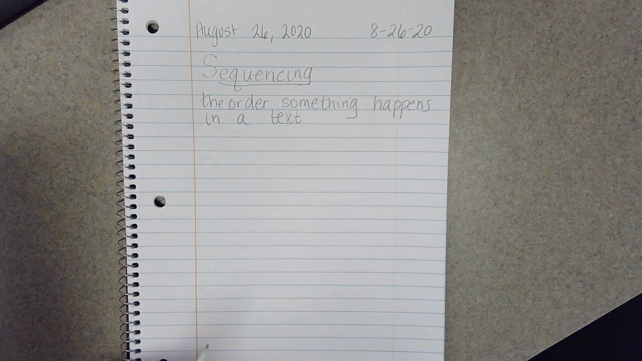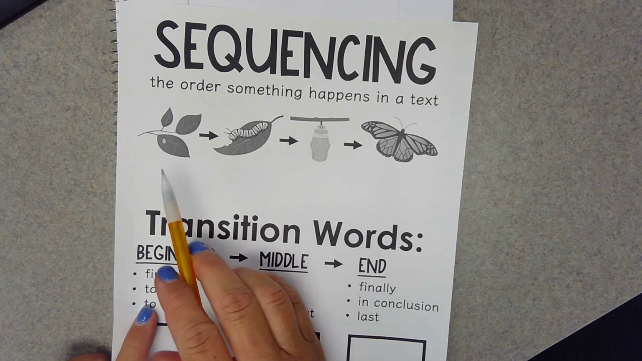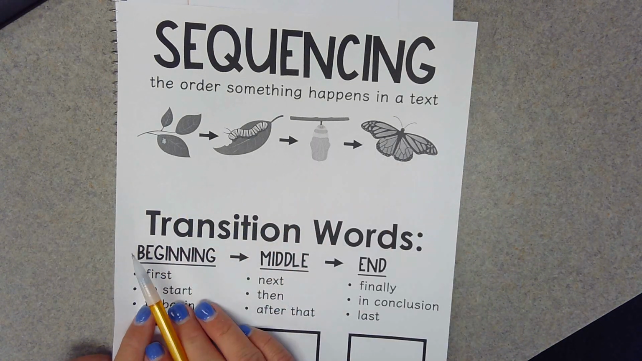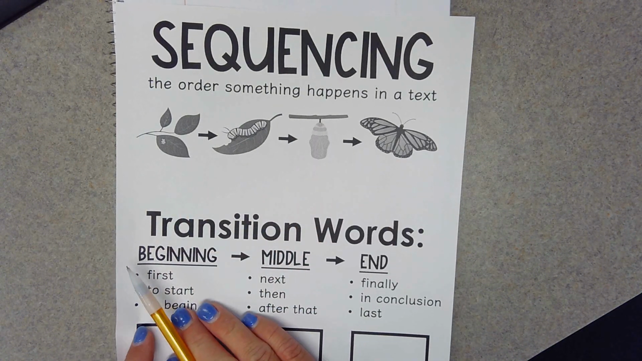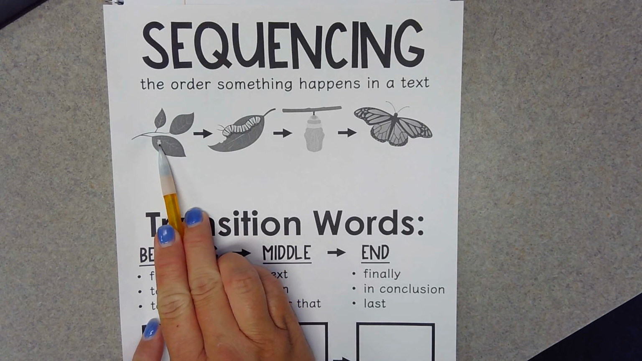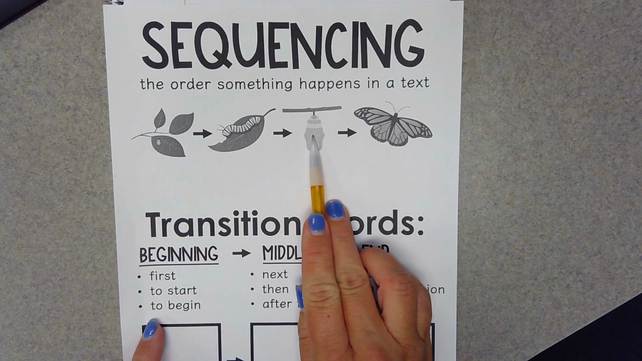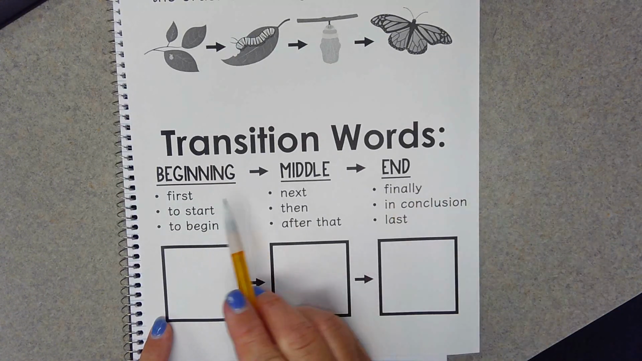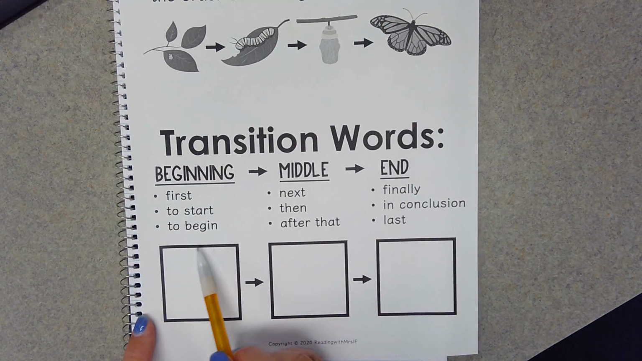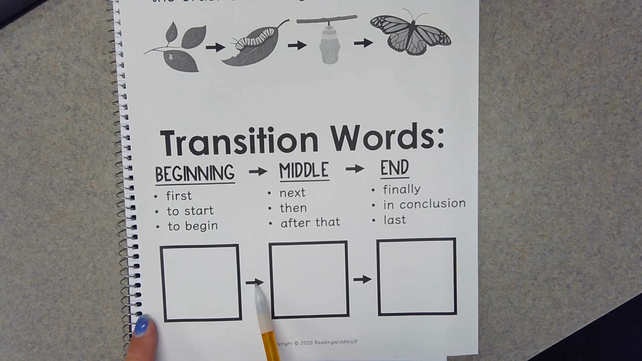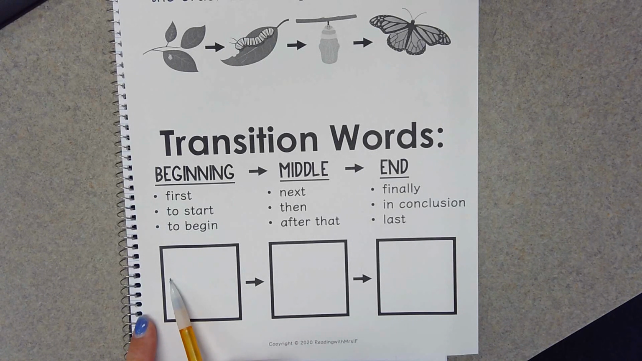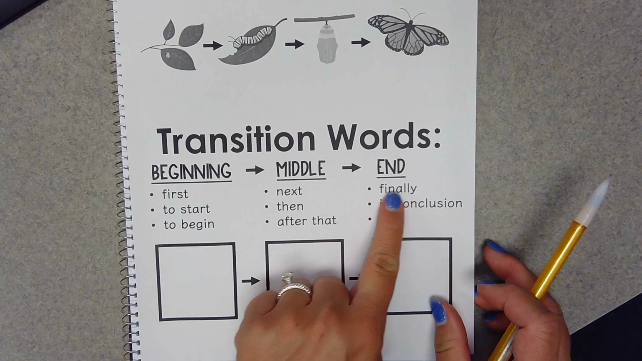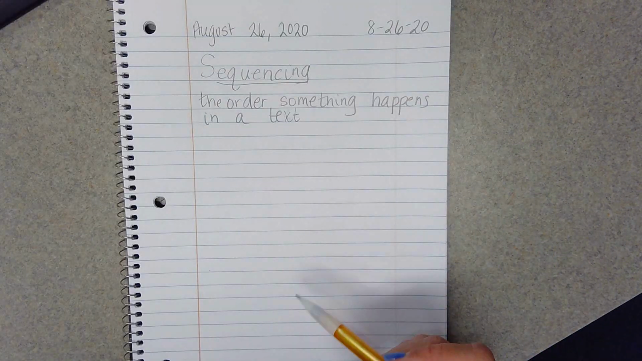And you can see on the anchor chart, it gives the life cycle of a butterfly. That happens in a sequence. You've got an egg, a caterpillar, a chrysalis, and a butterfly. All right? We're going to talk about these transition words, but I also want to point out that a lot of times sequencing is diagrammed like a flow chart. So it starts here: first, middle, end. Okay? Now let's talk about these transition words.